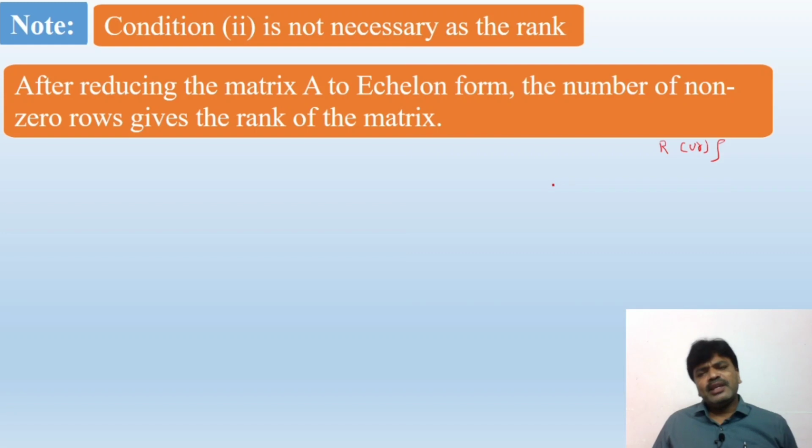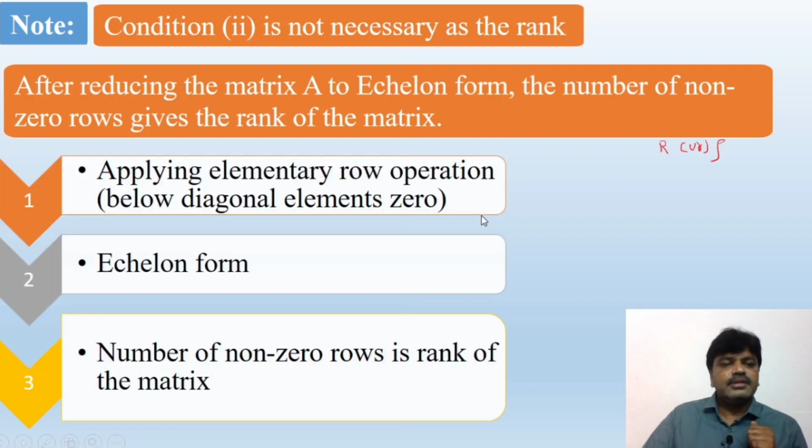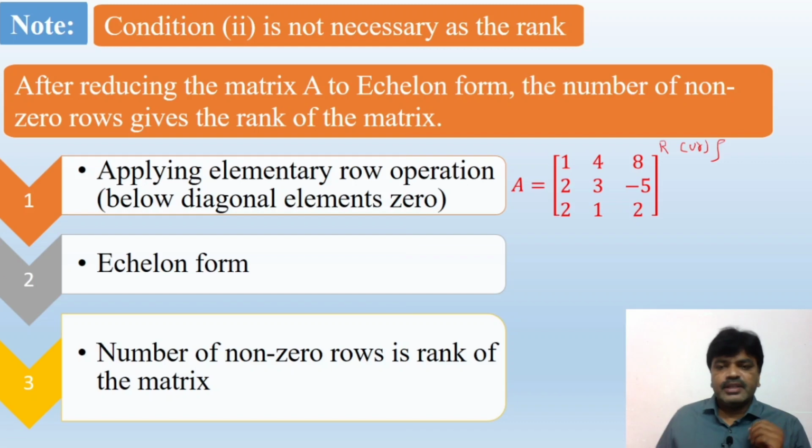Now how do we get the element 0? So simply I conclude here, if you are given any matrix like this A, friends, A is equal to 1 4 8 2 3 minus 5 2 1 2, for such a matrix we are applying elementary row operations. This is very, very important, friends. We are applying only elementary row operations. We are not at all applying column operations.